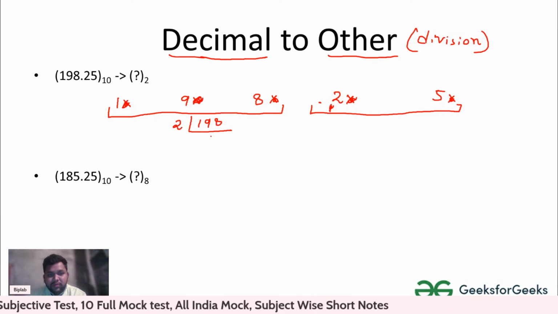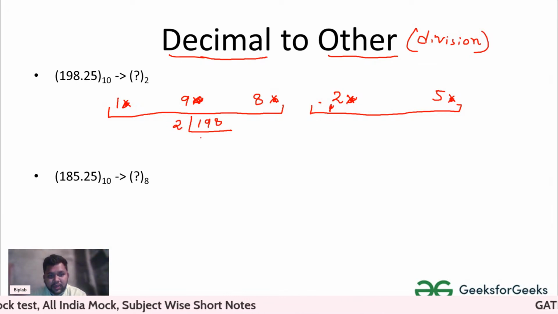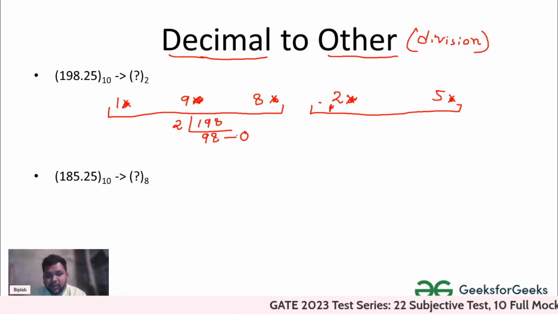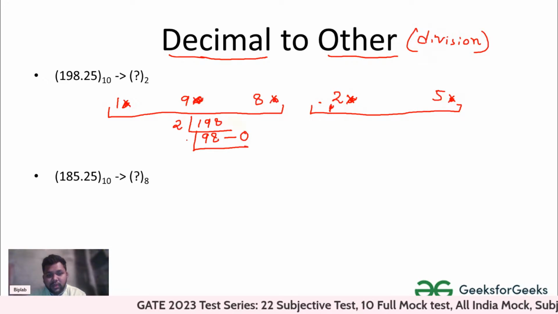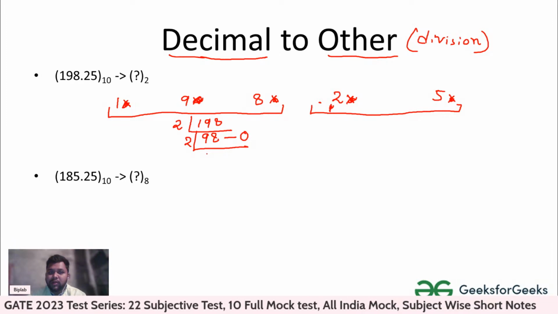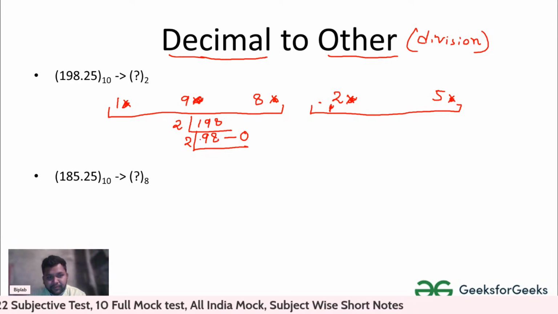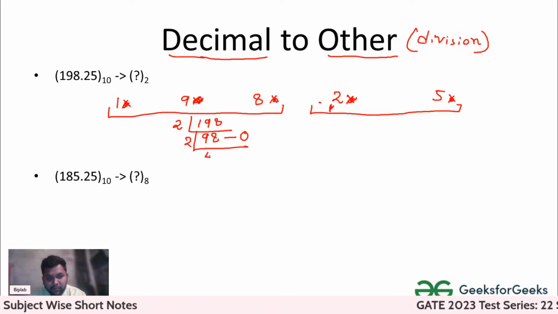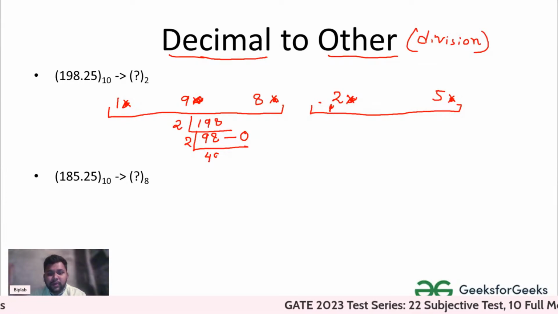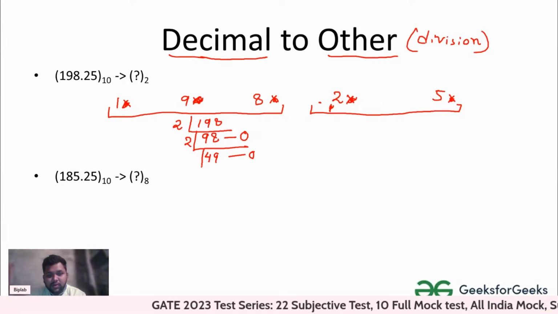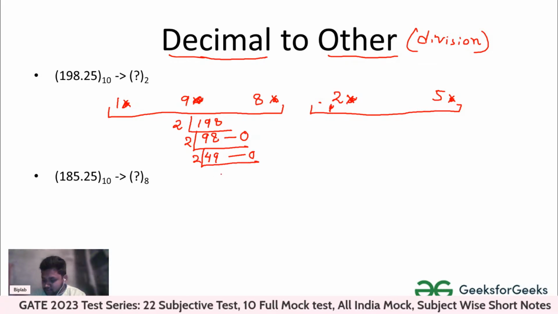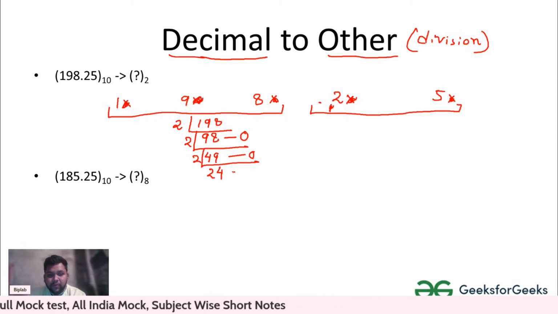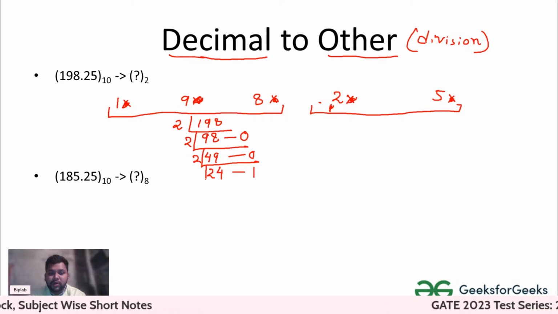If we divide it, what we are getting here is 9 and 8. What is the remainder you got? Your remainder is 0. So again do division by 2 until you get 1 or 0. Generally you will get 1 at last. So 4, and you have 9. Here also your remainder is 0. Again use 2, and 24, and your remainder is 1 because this was the odd number.